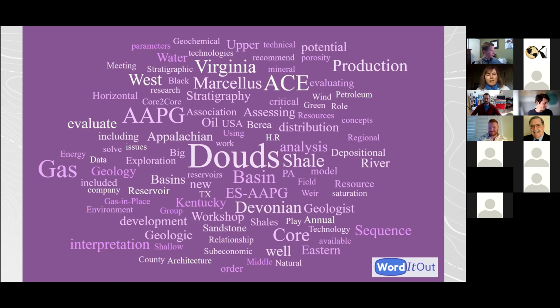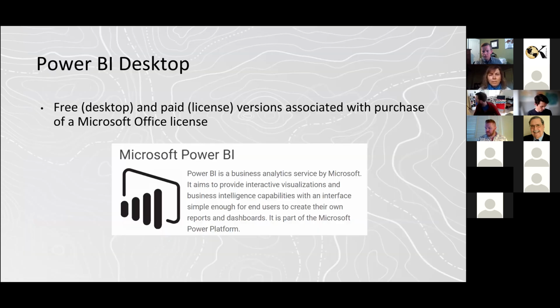So I have a lot of background in the gas plays, working Marcellus, as well as a lot of the Appalachian Basin stuff, and also being on the potential gas committee. Obviously Marcellus is in there, AAPG is in there a ton because I've presented a lot at AAPG. And then it just kind of gives an overview of my background. So I thought that was a neat representation, kind of a side note, but thought it was a fun way to show that. So on to Power BI.